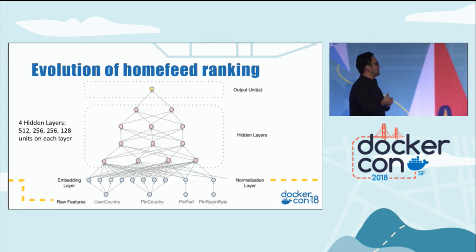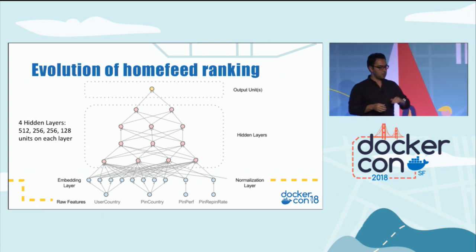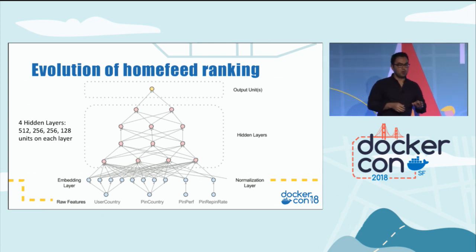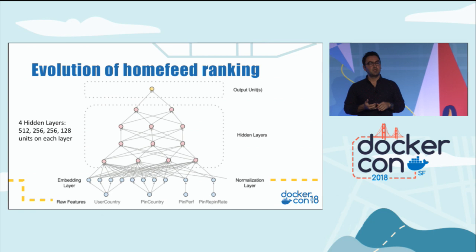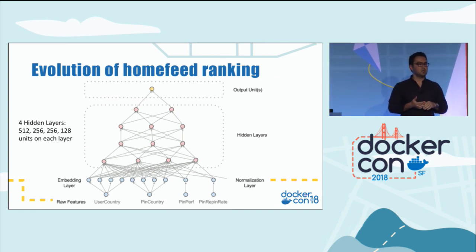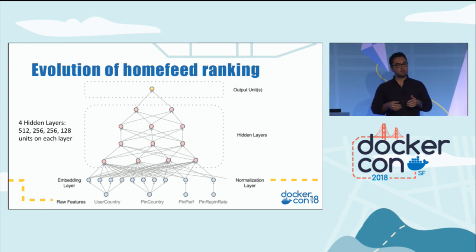Okay, so this is our current model, and let's walk from bottom to up. On the bottom, we have features around our entities in the system. So users, pins, the context in the system, and their interaction. And current feature count is around 700.